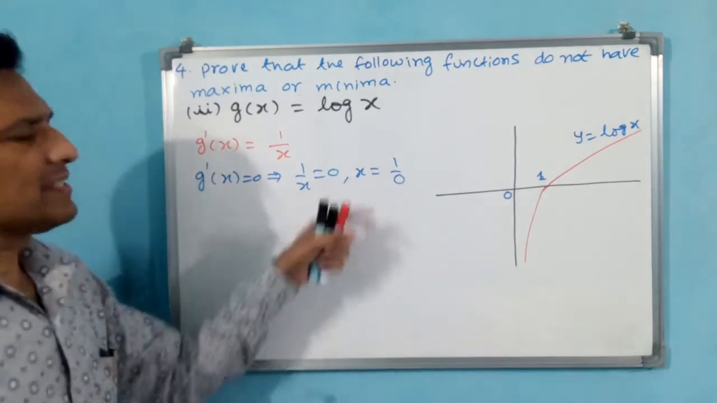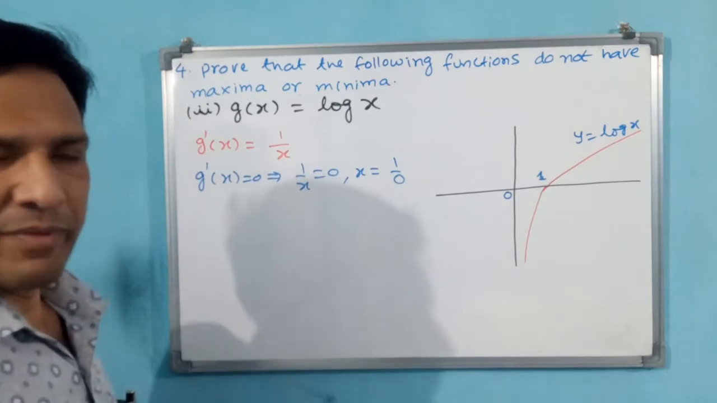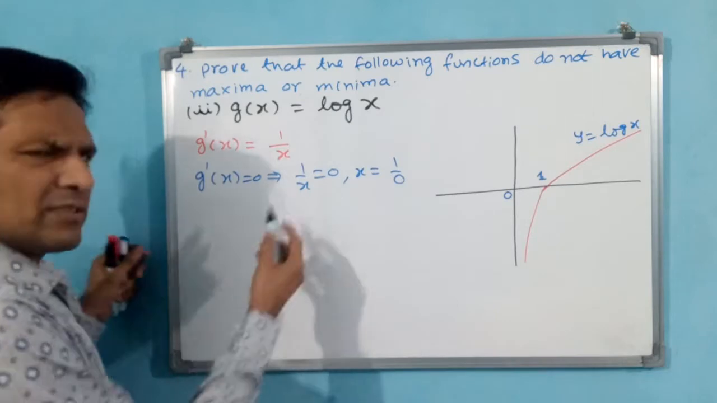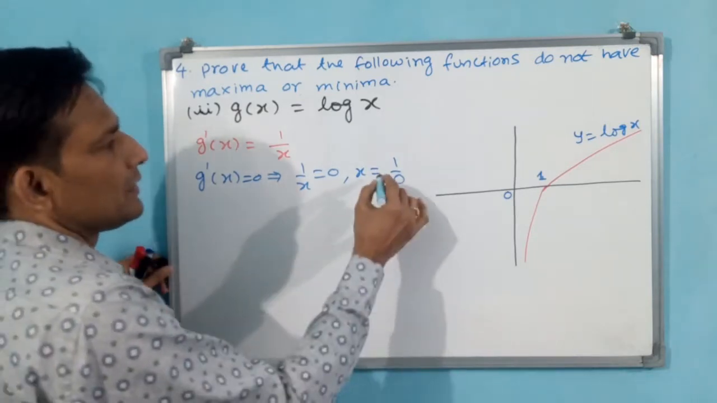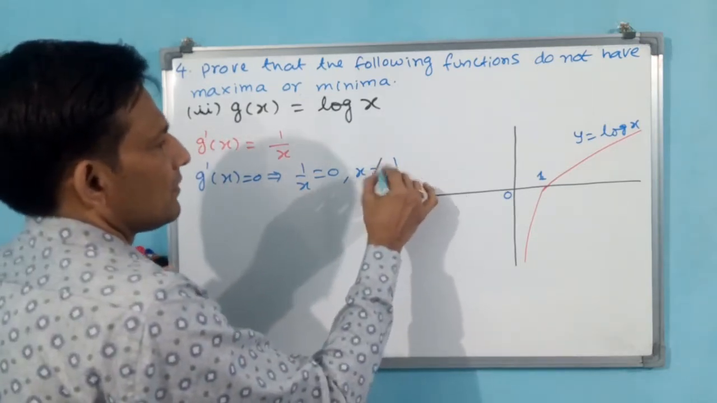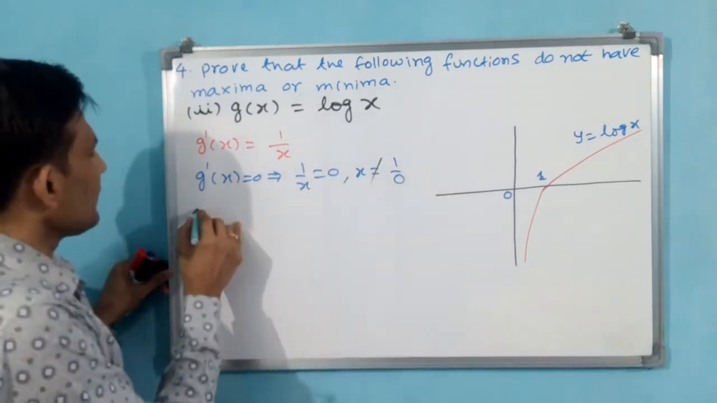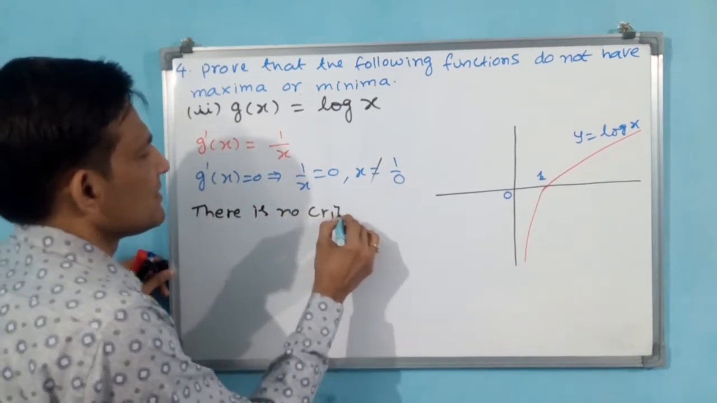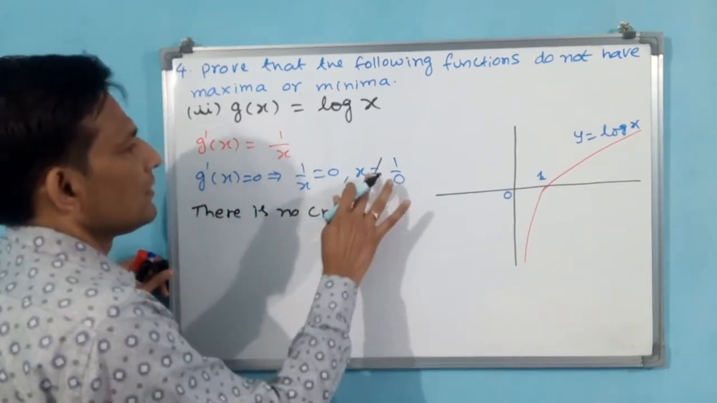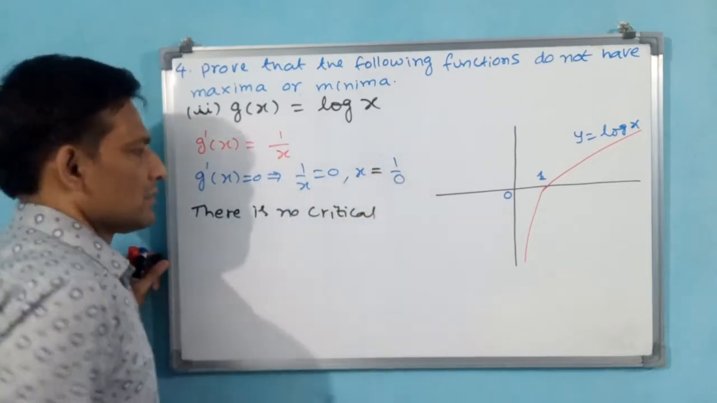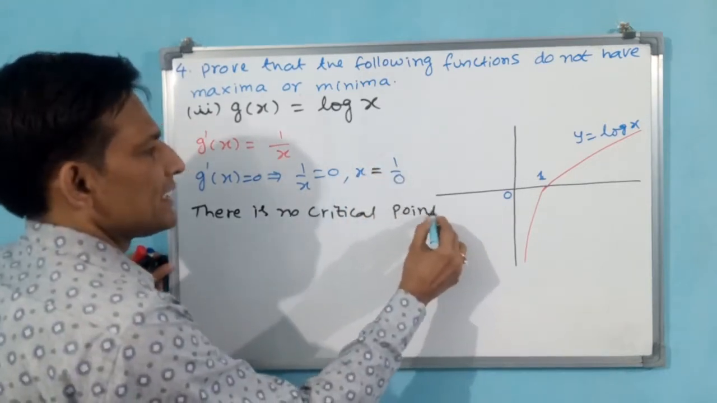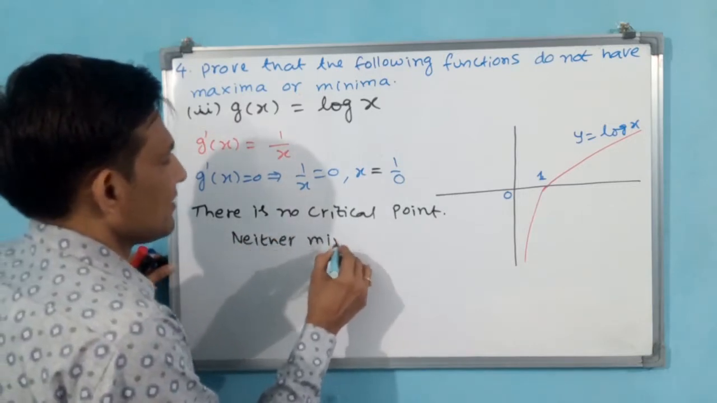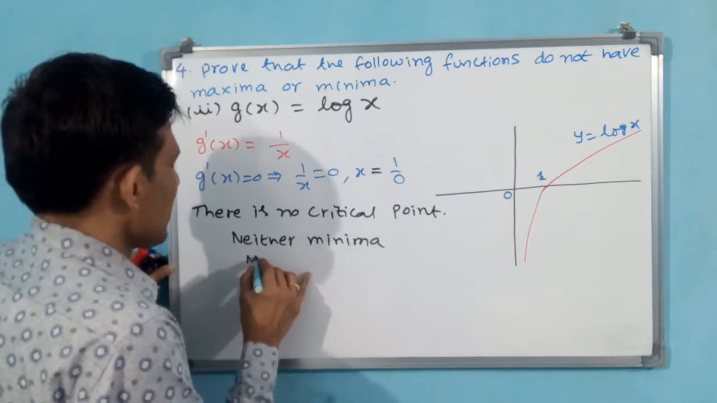x you cannot find, x is undefined. Undefined means you cannot find. Okay, write down: there is no critical point. This also you have to repeat, or else you keep it like this only. There is no critical point. Neither minima nor maxima exist.